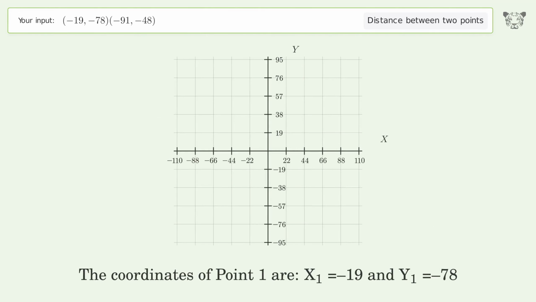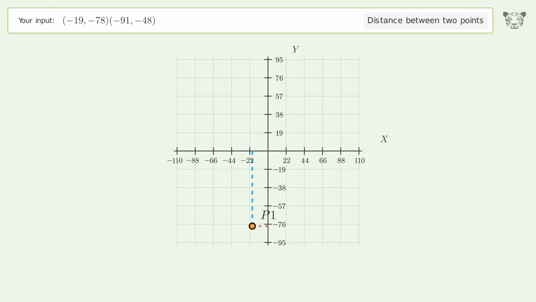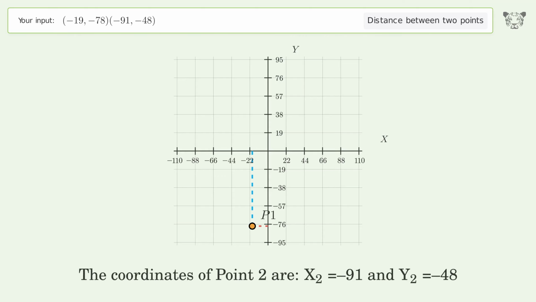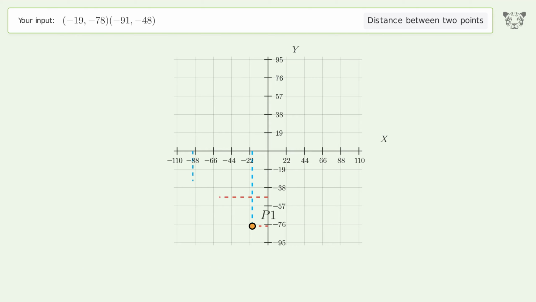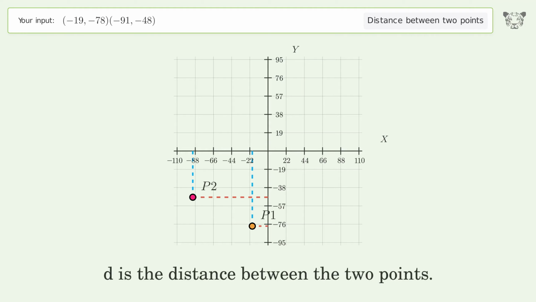The coordinates of point 1 are x1 equals -19 and y1 equals -78. The coordinates of point 2 are x2 equals -91 and y2 equals -48. D is the distance between the 2 points.